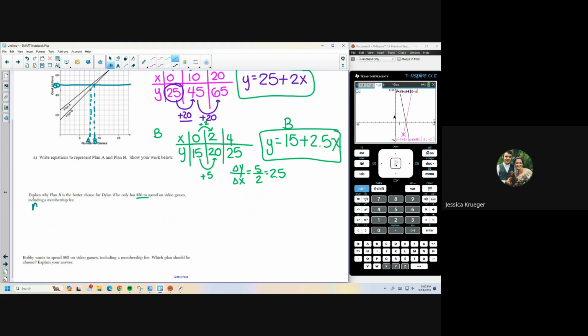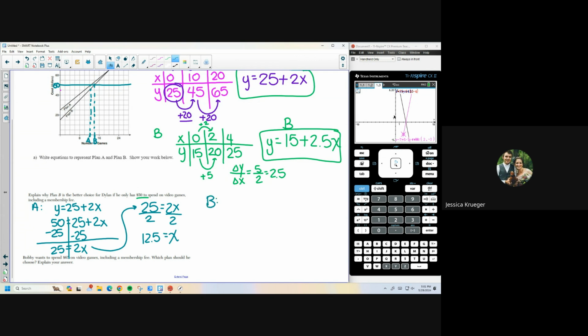The other way you can do this is using your equation. So for plan A, my equation is Y equals 25 plus 2X. I'm going to put 50 in for my Y value, and I'm going to solve for X. And then I'm running out of room, so I'm going to go over here. And I get 12.5 is the number of games he can get for $50 on plan A.